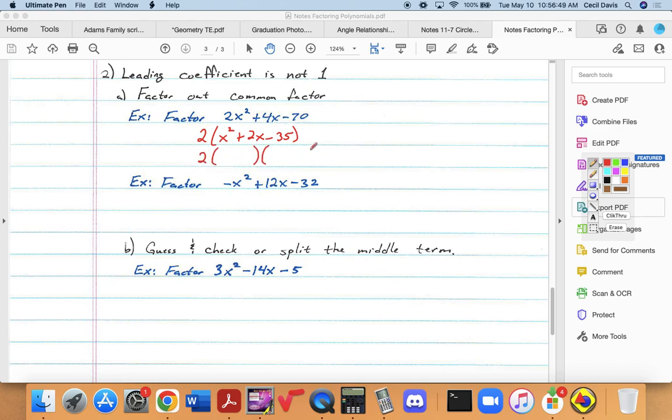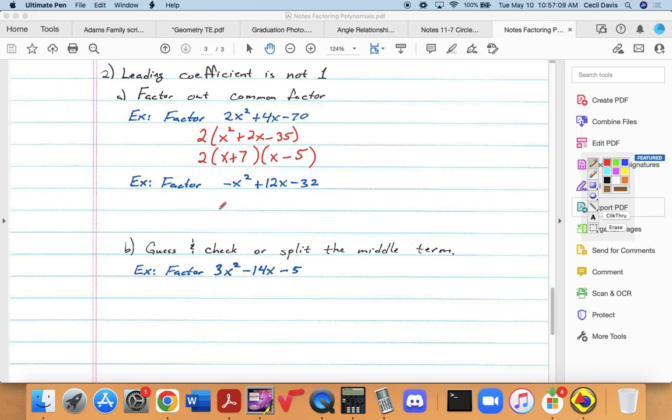So we just factor it as normal. We want two numbers that multiply together to be negative 35 and add together to be 2. Those are 7 and negative 5. Negative 7 and negative 5.